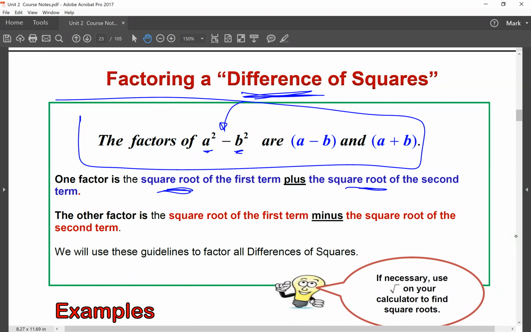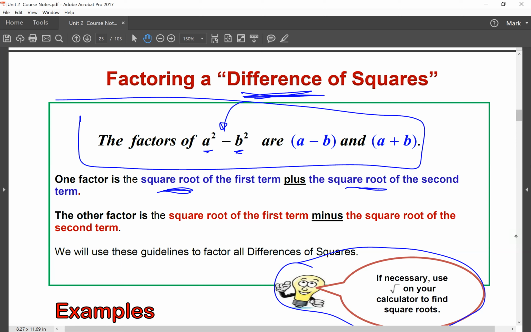And the other factor is the square root of the first term minus the square root of the second term. Sounds complicated, but it's actually not that bad. And you can see the light bulb man here mentions your calculator: for some numbers, you might not know if it's a perfect square. You can use the square root button, which looks like that symbol right there, on your calculator.